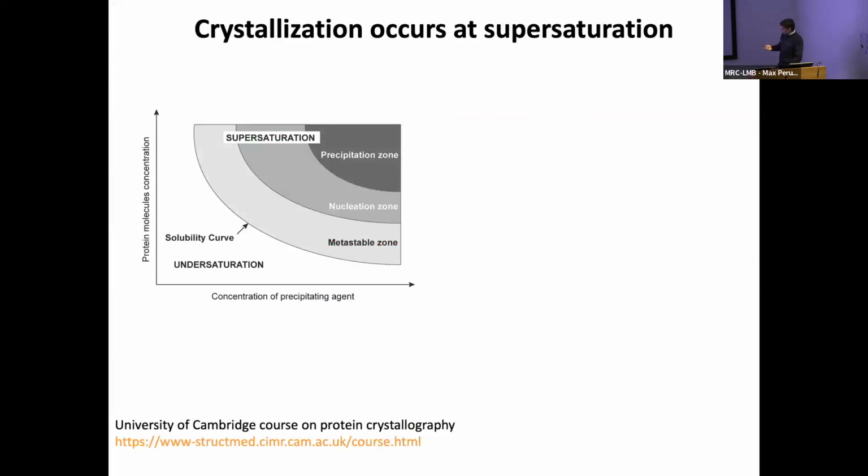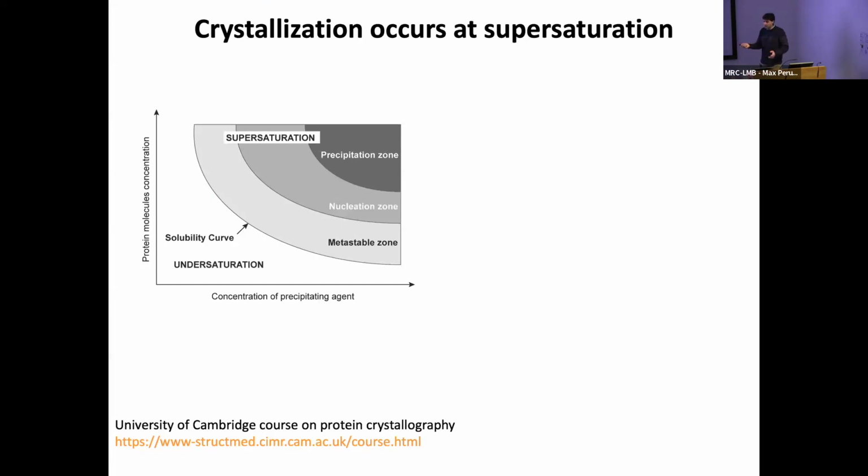So this is just a saturation curve showing that while the protein increases and the concentration of the precipitate reagent increases, you're going to go from an undersaturated solution into a metastable zone, nucleation zone, and precipitation zone. The theory says that you're going to enter the nucleation zone, start to form nuclei, so the concentration drops. So you end up in the metastable zone where your crystal is going to grow, which is probably true, but you can't really control this.